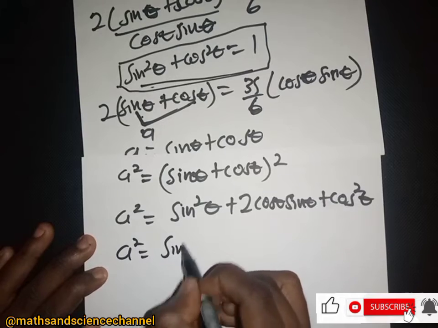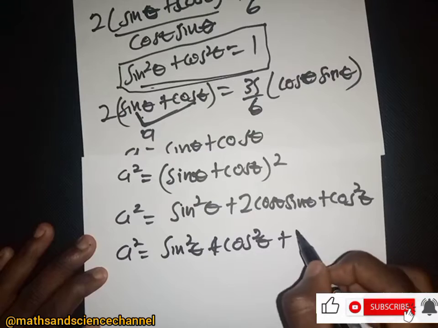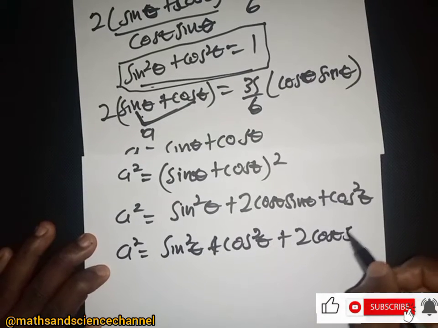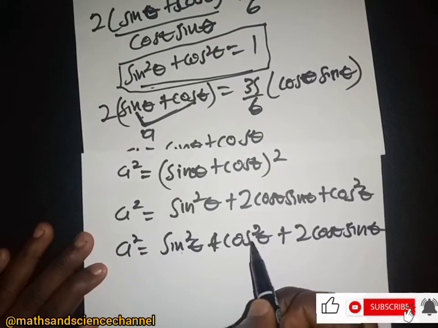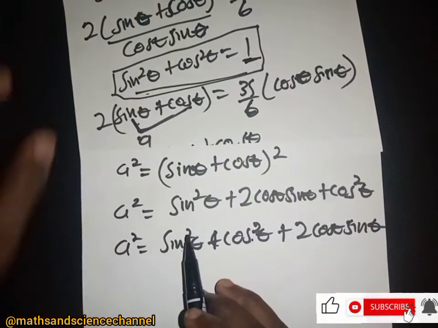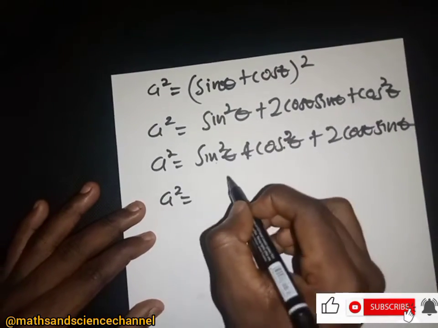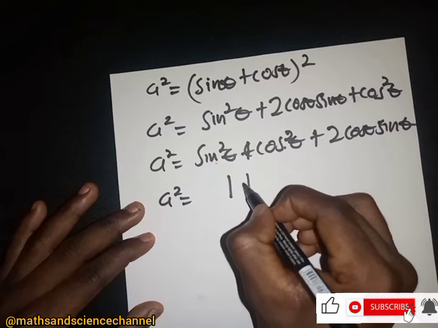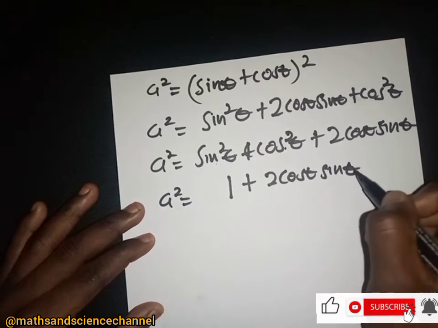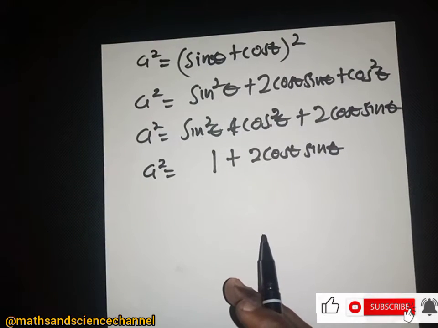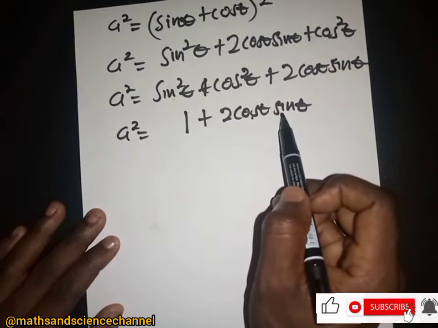So we have sin theta plus cos theta here, plus 2 cos theta sin theta, right? Now sin squared theta plus cos squared theta is equal to 1. So if that is the case, then this becomes 1 plus 2 cos theta sin theta, right? Okay, so what we'll do next is to make cos theta sin theta the subject.